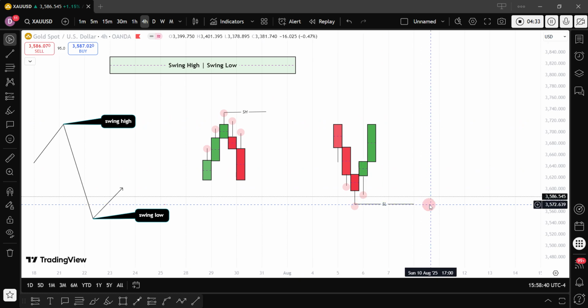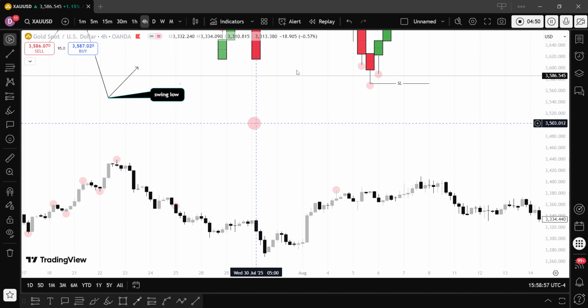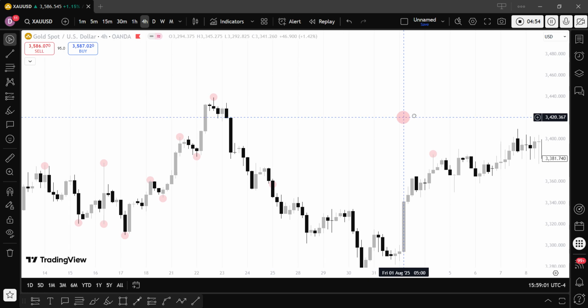We also use them for risk management because the distance between a swing high and a swing low can help us measure the market volatility and determine the appropriate position sizing for the stop loss. Now let's dive into the market and identify a few swing highs and swing lows.